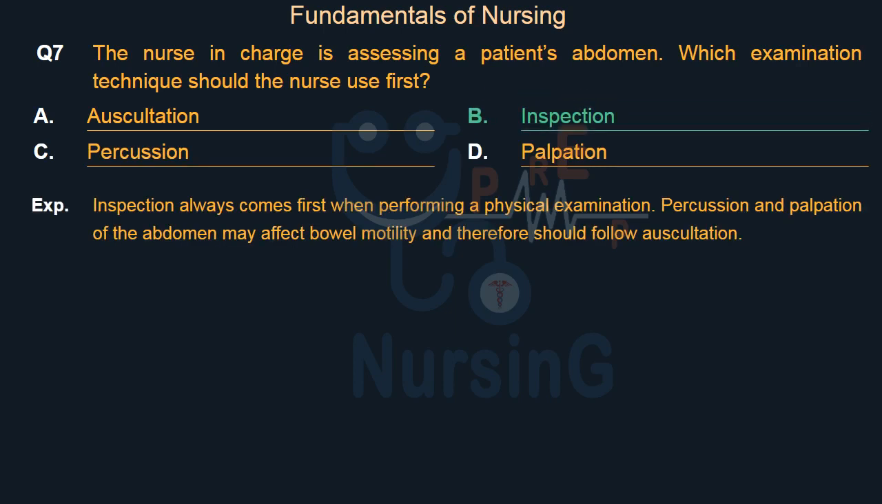Inspection. Inspection always comes first when performing a physical examination. Percussion and palpation of the abdomen may affect bowel motility and therefore should follow auscultation.